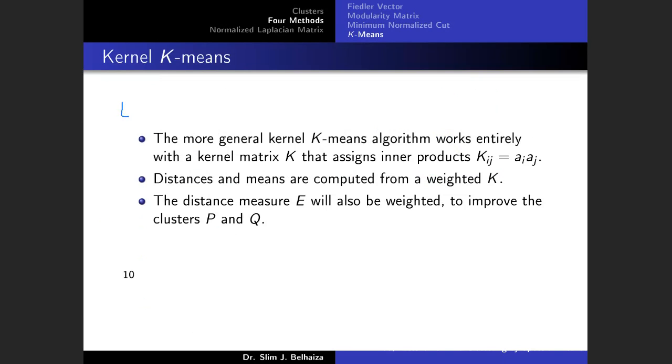Sometimes there is a variation we call kernel K-means, which is more general. The more general kernel K-means algorithm works entirely with a kernel matrix K, that assigns inner products Kij, which are the products of these vectors AI by AJ. The distances and means are computed from the weighted K matrix. And the distance measure E will also be weighted to improve the representation of the clusters P and Q.